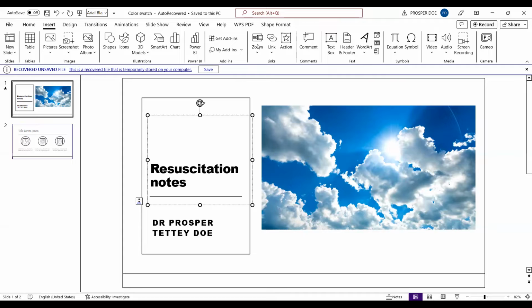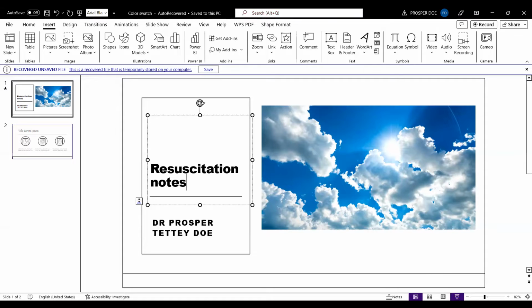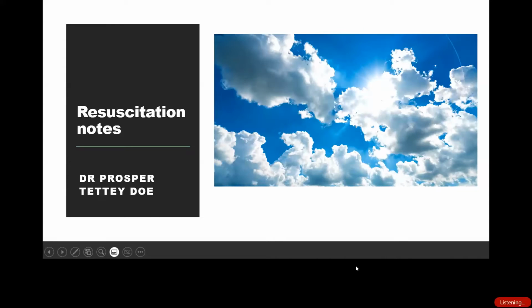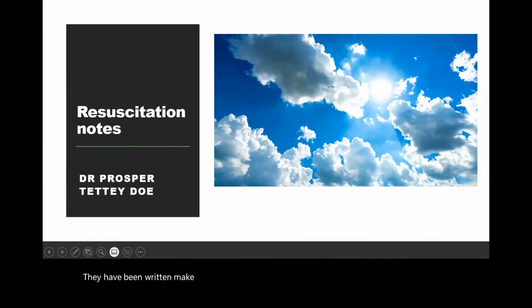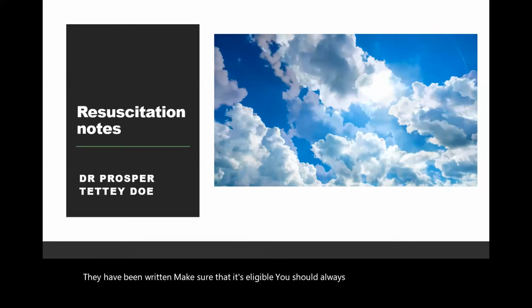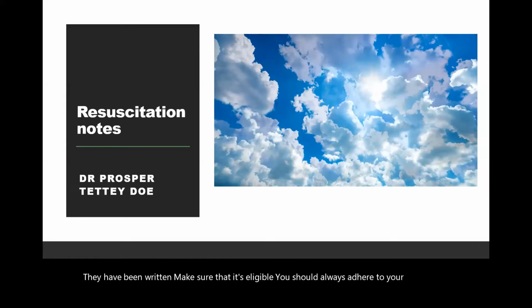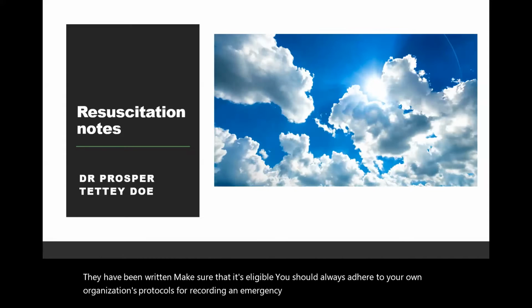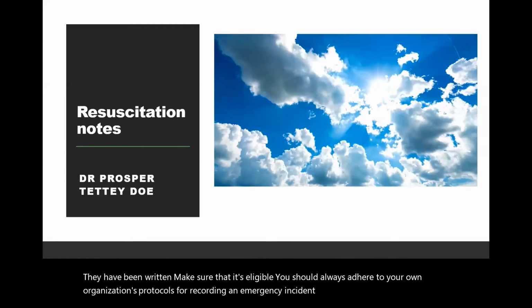Things to be aware of. It is your responsibility to ensure that you retain a record of what happened, actions taken, and details of the treatment provided on the scene. Records must be clear and accurate. Records must be written in permanent ink. Do not make changes to notes once they have been written. Make sure notes are legible. You should always adhere to your own organization's protocols for recording an emergency incident. References.